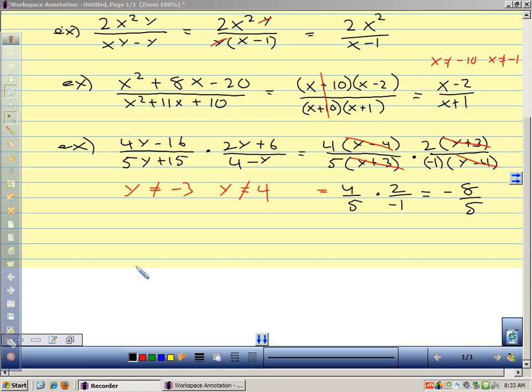Let's look at another one. Any questions before we go on? I'm just trying to do one example of each type of thing that we're gonna work with. So let me switch pages here.